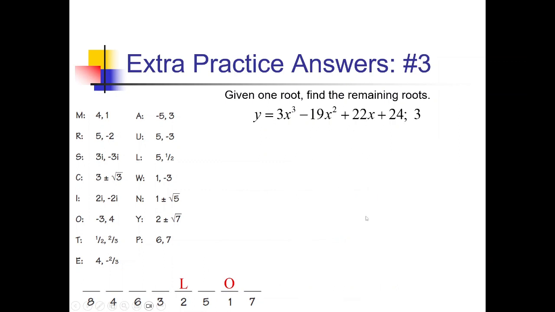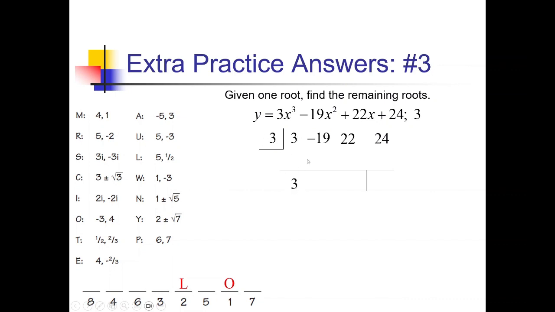For this next problem, we've got another polynomial. Let me start off with my synthetic division. So we got 3, negative 19, 22, and 24. Box number of 3. Bring down that first 3.